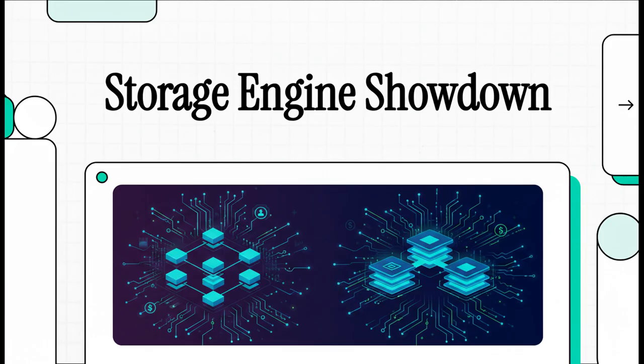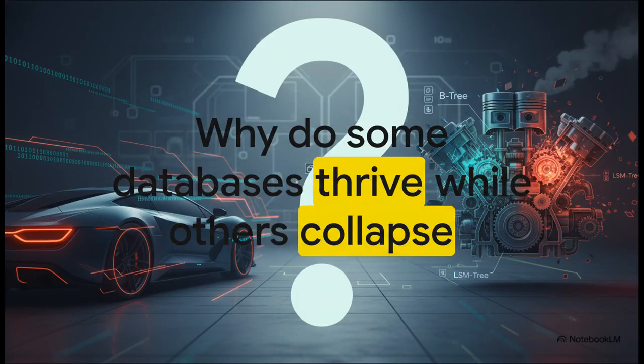Pick the wrong one, and your application could literally crumble under the weight of its own success. The stakes are incredibly high, and today, we're looking at the two heavyweights battling for absolute dominance on the disk. It's a fascinating question, isn't it? Why do some databases absolutely thrive under all that pressure, while others just completely collapse?